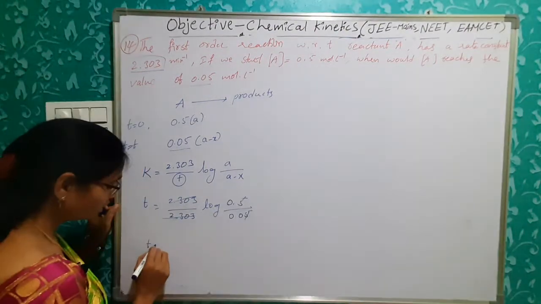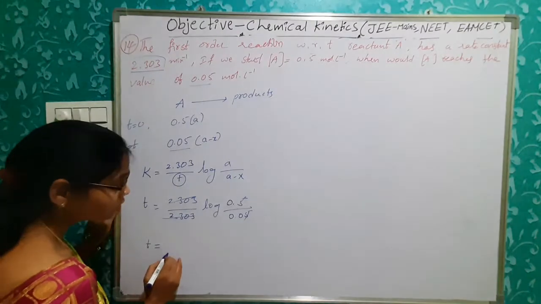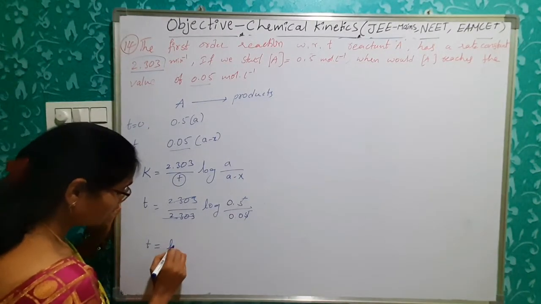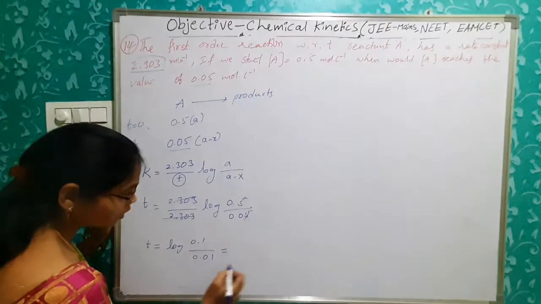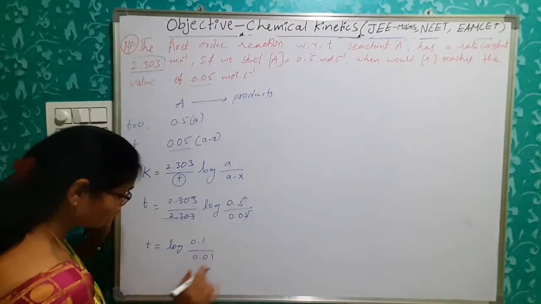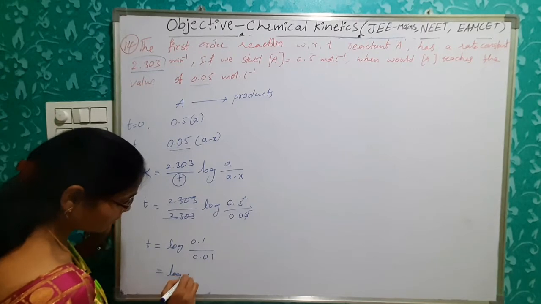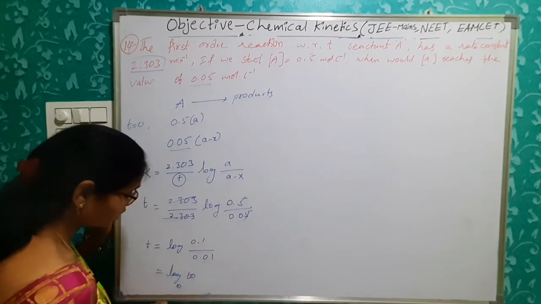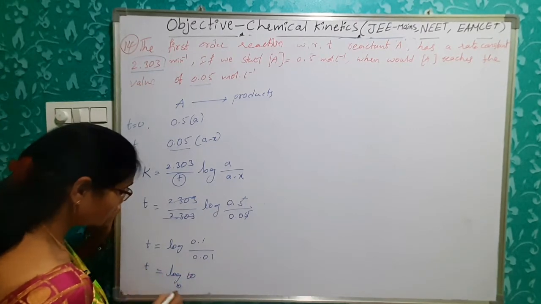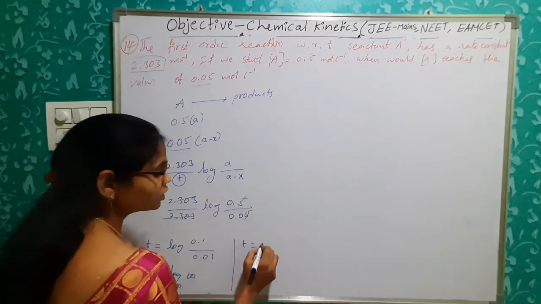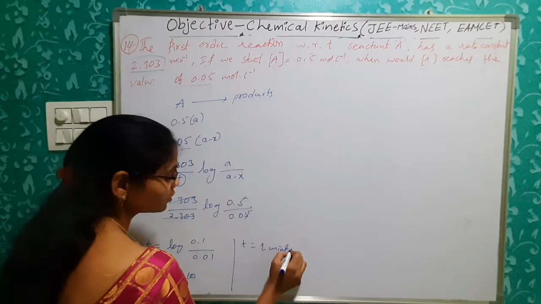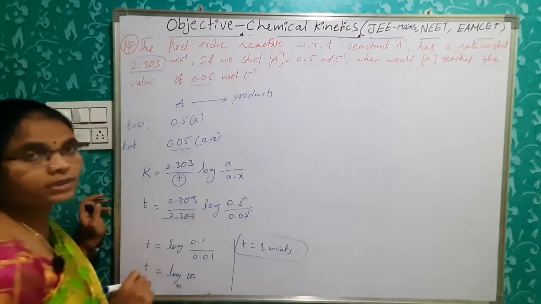Here we will get T is equal to log 0.5 by 0.05, which is nothing but log 10, log 10 to the base 10. The log to the base 10 of 10 is 1. So T is equal to 1 minute. Okay, so that is the answer.